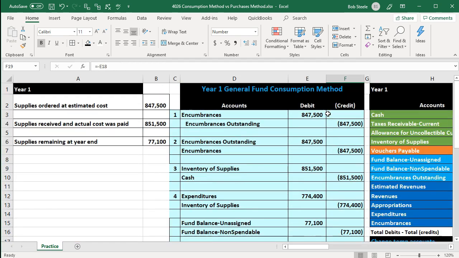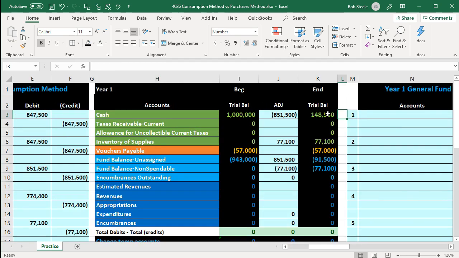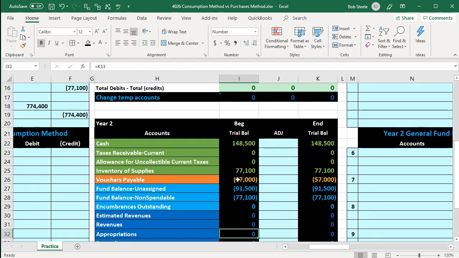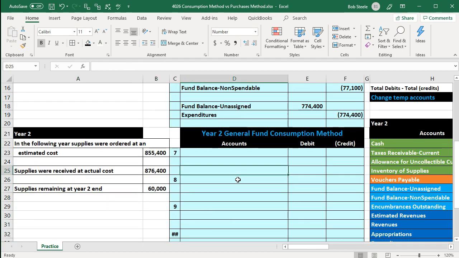Okay, so now let's move down to year 2. What happens in year 2? We're going to take these ending balances. This is our post-closing trial balance. That's going to be our beginning balances for year 2. So this is where we stand. We've got the inventory on the books now, and we've got this fund balance non-spendable on the books. So let's see what happens in round 2, year 2.